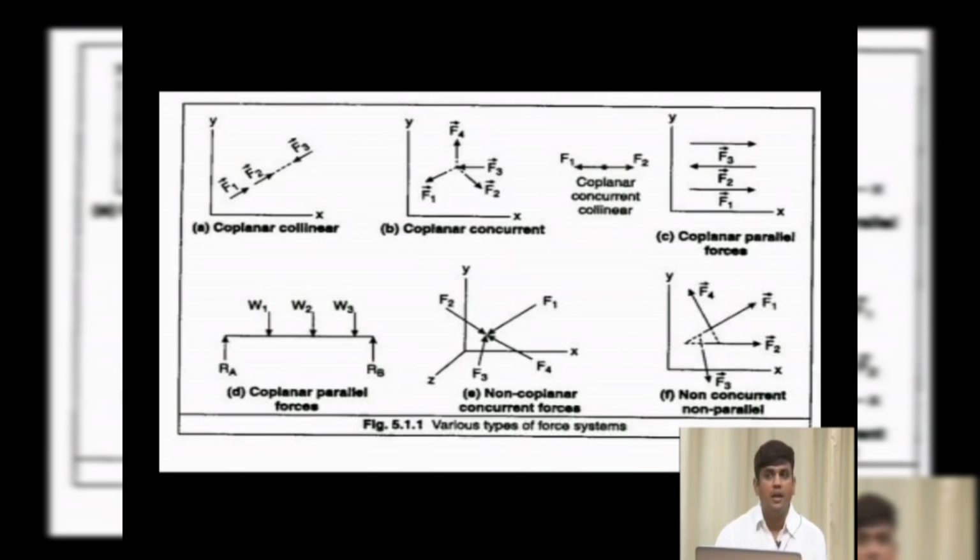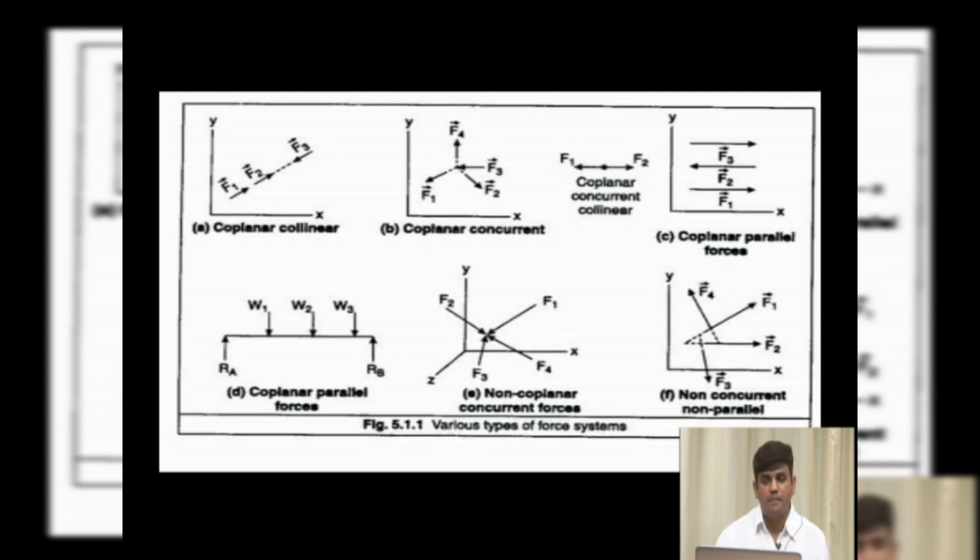See picture C, coplanar parallel forces, where the forces may not be in the same direction, in different directions, but they are parallel to each other. And there is one more example for the coplanar. Again, it is in the form of a beam, a typical beam section or the line diagram of a beam. The forces or the weights W1, W2 and W3 act on the supports. Here RA and RB are the reactions at the supports.